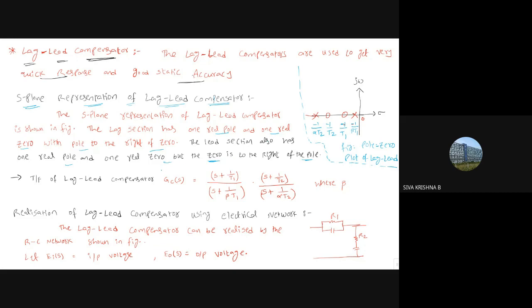If you go through the general form, Gc(s) is (s plus 1 by T1) by (s plus 1 by beta T1) into (s plus 1 by T2) by (s plus 1 by alpha T2), where beta is greater than 1 and alpha lies between 0 and 1. Okay, this is the basic network now for lag lead.